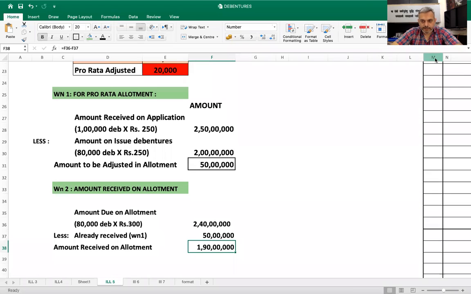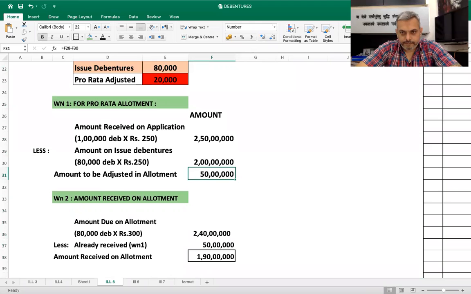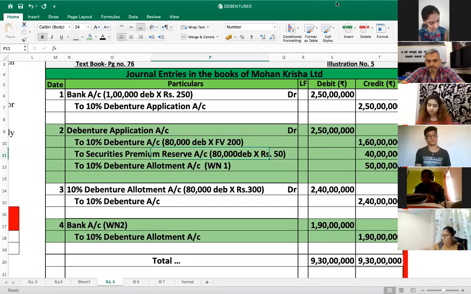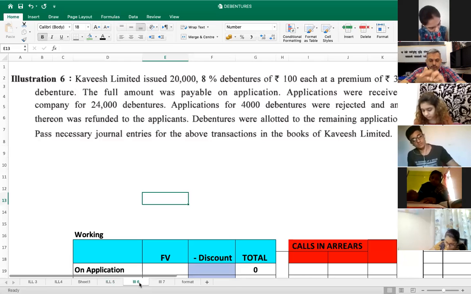If you have any doubts, please raise your hand. Should I go to the next sum? Okay, very good. Illustration 6 is a very small sum. Illustration 6.